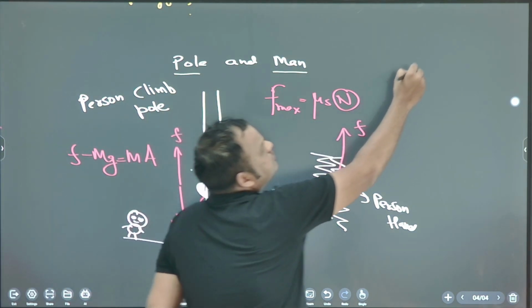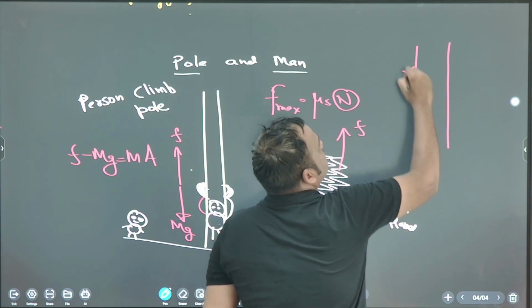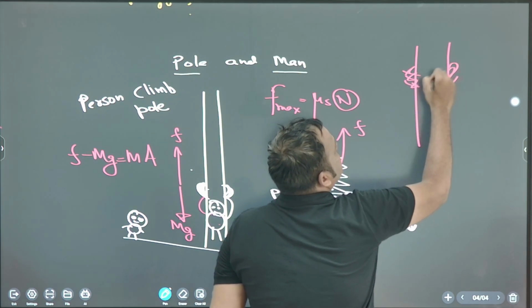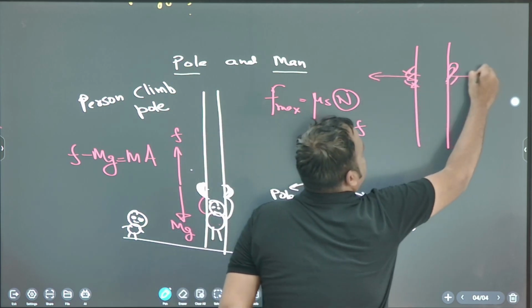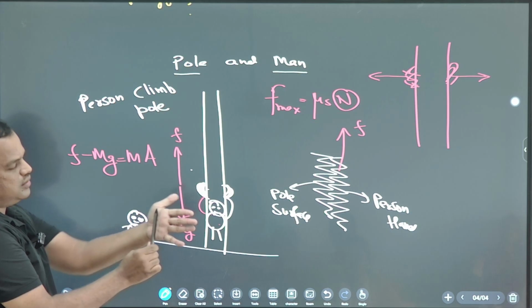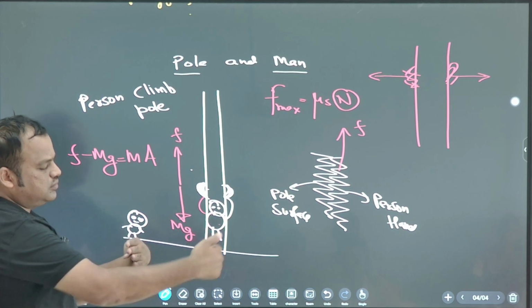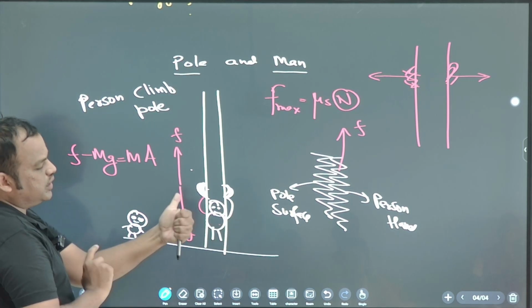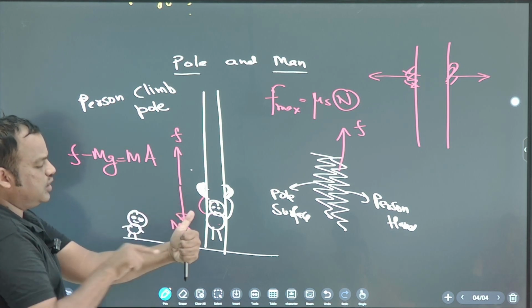So what is the direction of normal? Tell me. You are holding the pole. What is the direction of normal? Correct. It is horizontal. Normal is horizontal. Suppose I am holding like this, what is the direction of normal? This way. Now I am holding like this, what is the direction of normal here? All directions normal is there.